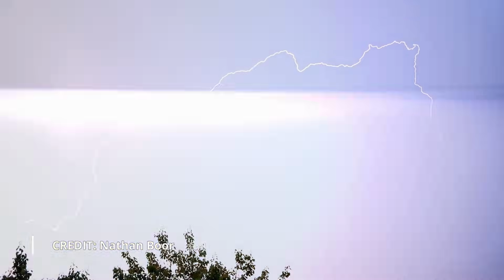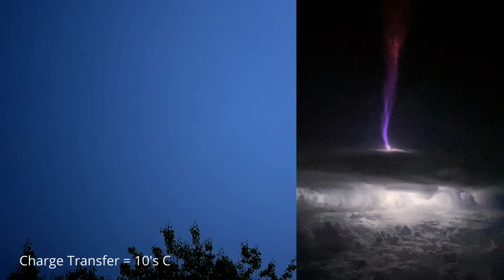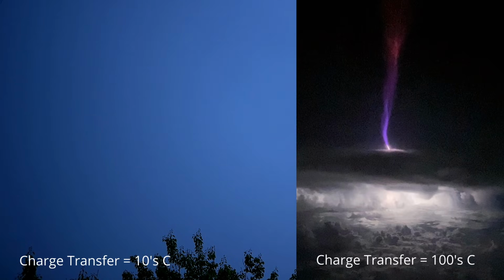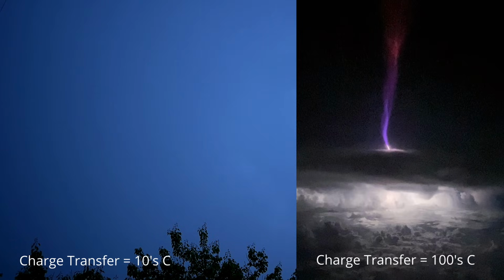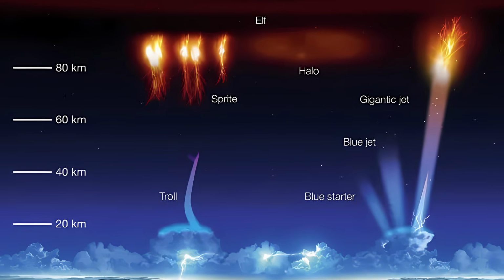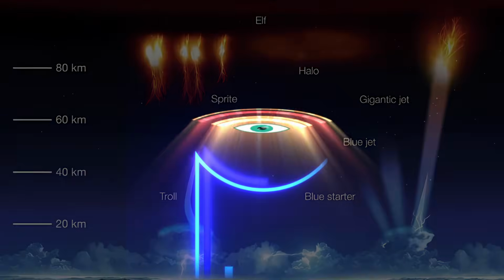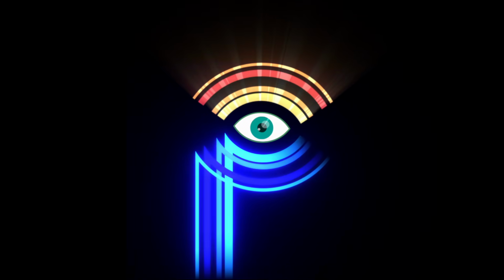Normal lightning can transfer around the order of tens of coulombs of charge back to the Earth. By comparison, the largest recorded gigantic jet transferred an incredible 300 coulombs of charge into the ionosphere. Scientists are still unraveling the mysteries surrounding their formation, making each sighting a unique glimpse into the secrets of the Earth's atmospheric phenomena. Let's dive in and find out more.